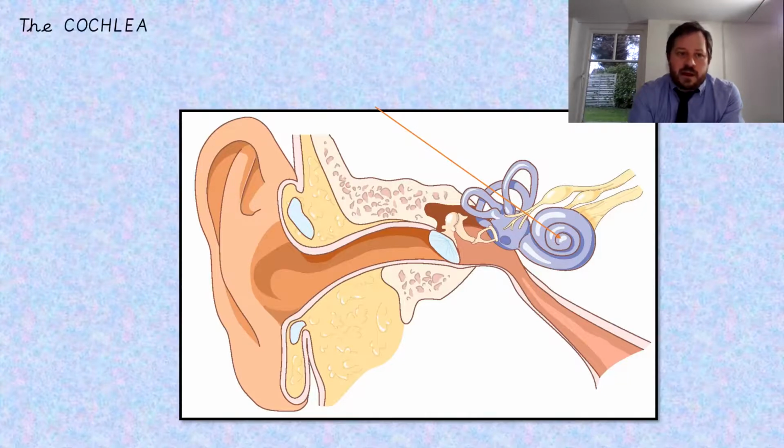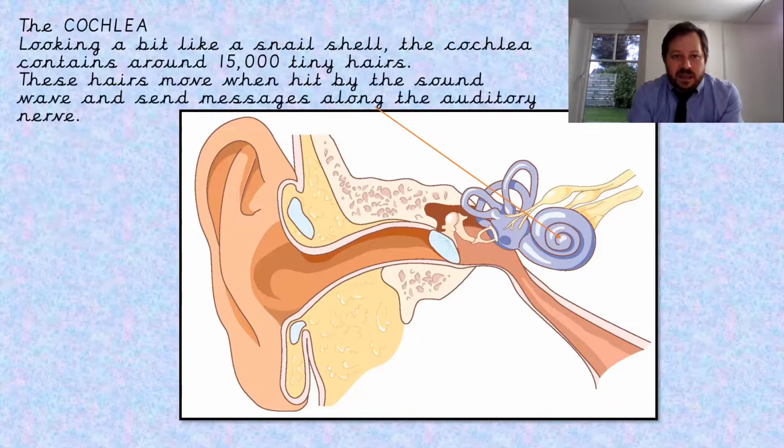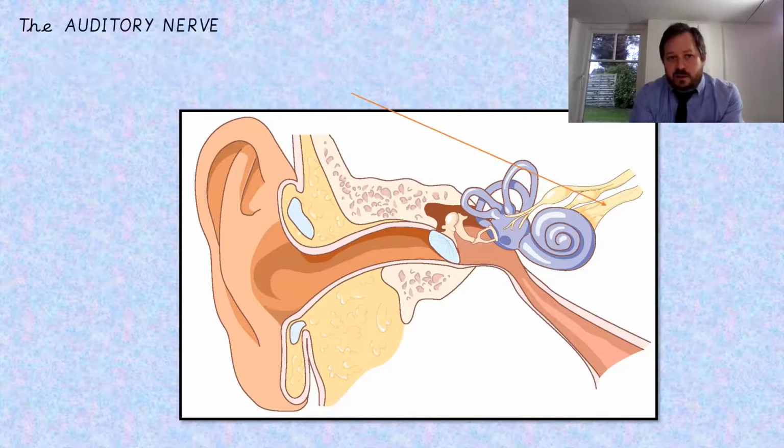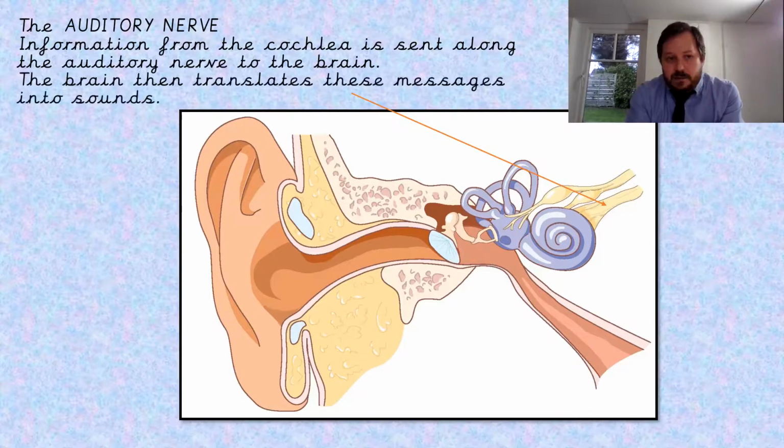The next part of the inner ear is called the cochlea. It looks a bit like a snail shell, and the cochlea contains around 15,000 tiny hairs. These hairs move when they are hit by sound waves and send messages along the auditory nerve. And this is the auditory nerve. Information from the cochlea, the tiny, tiny hairs vibrating, sends impulses along the auditory nerve to the brain. And the brain then translates those messages into sound, those vibrations into sound.